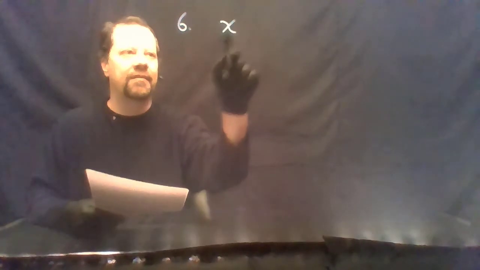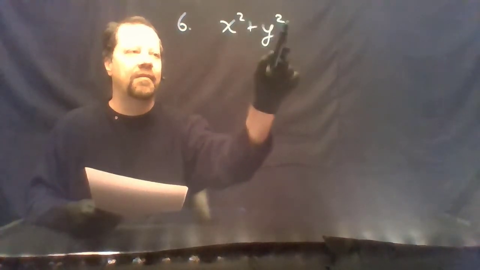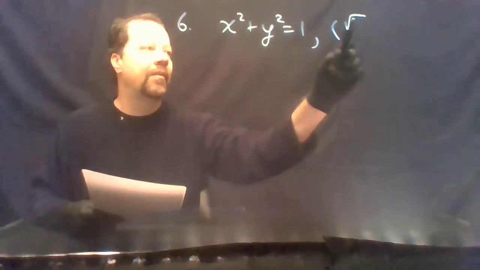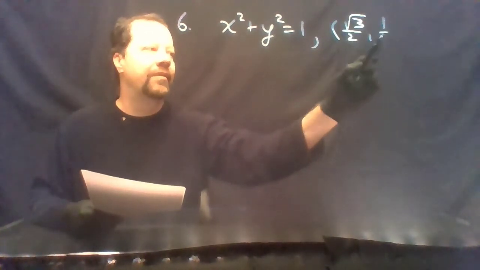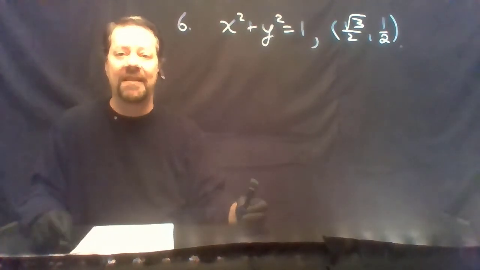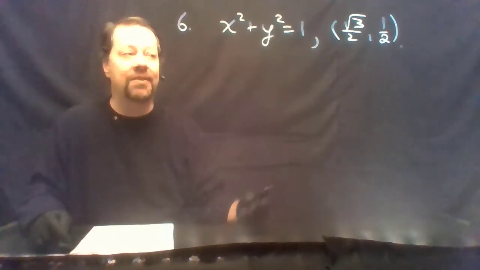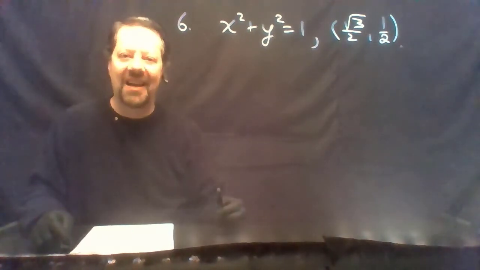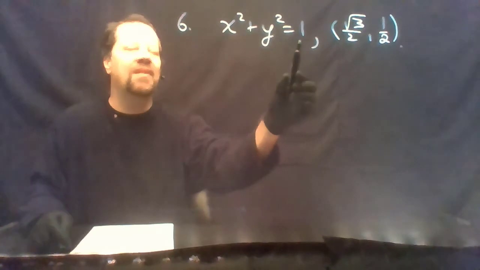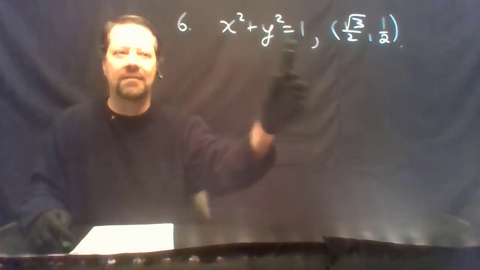On problem 6, I ask you to find the equation of the tangent line to the following relation at the point root 3 over 2, 1/2. I'm asking you to find the equation for the tangent line, which means you need a point and you need a slope. The only thing missing is the slope. This is, of course, a circle of radius 1.